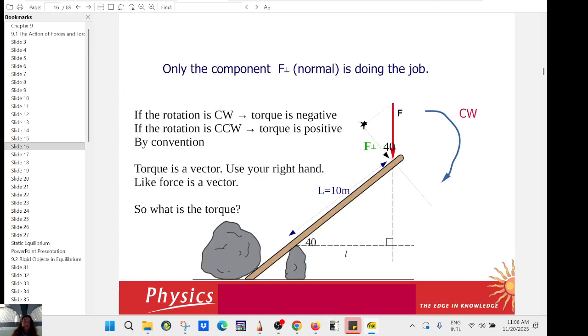Okay? If the torque is counterclockwise, we're going to say it's positive. If it's clockwise, we're going to say it's negative. It's a vector. So in that case, take your right hand. It wants to twist this way. So the torque will be into the board. See, twist this way, into the board. So you make a cross. Yes?